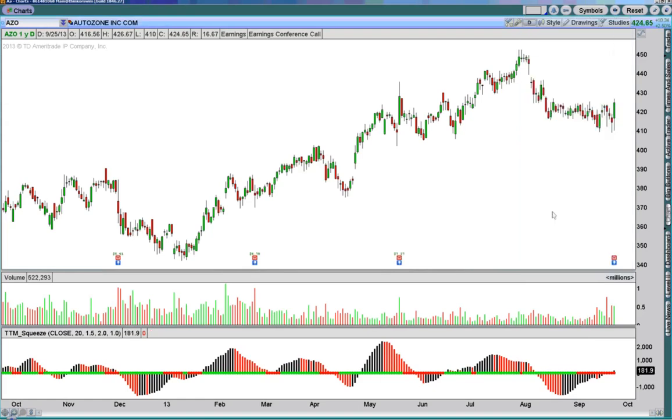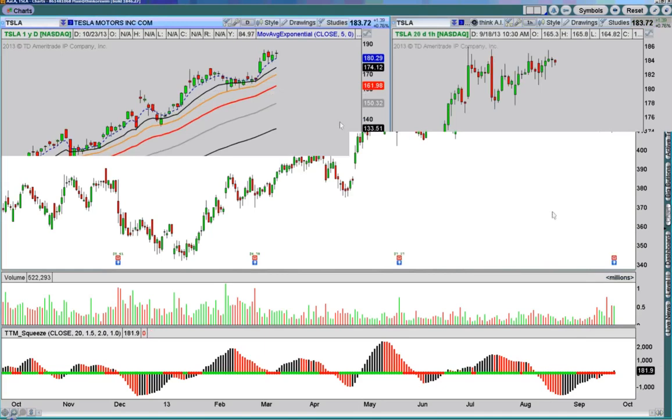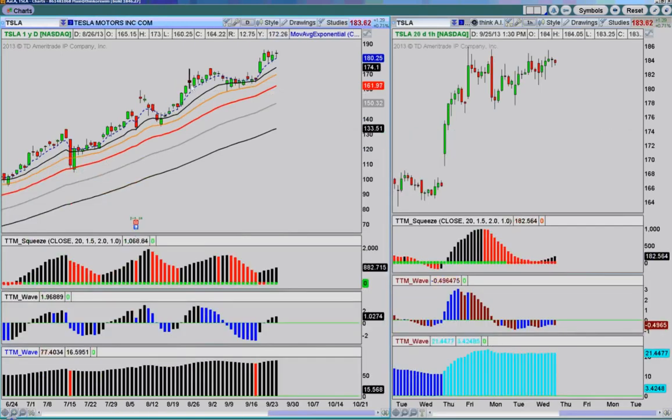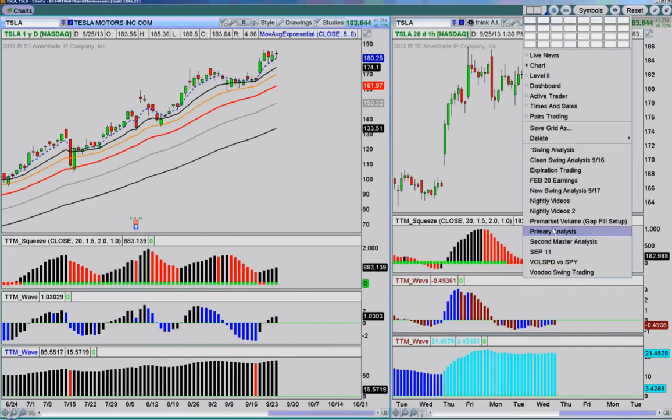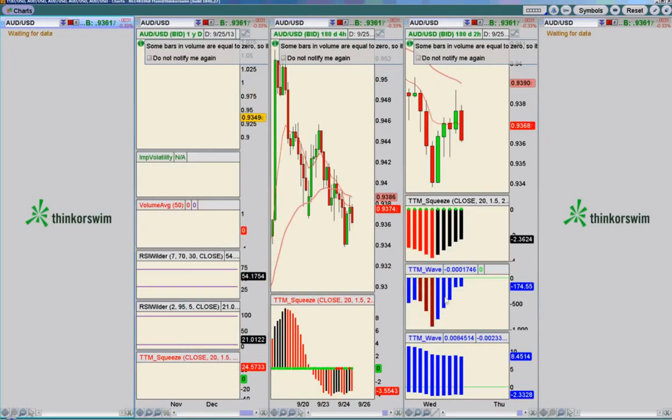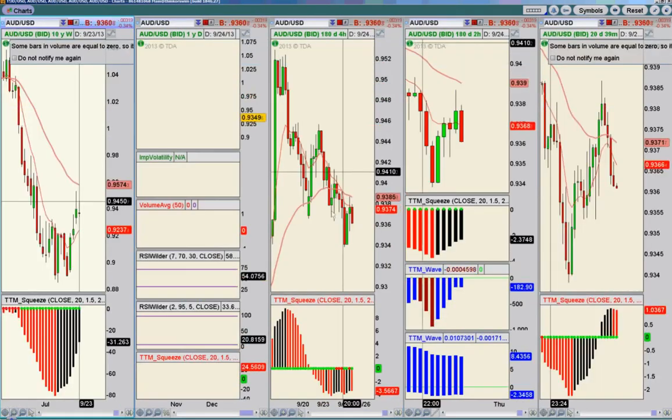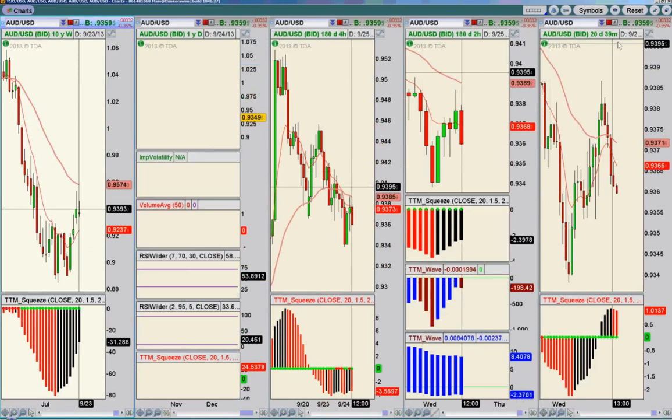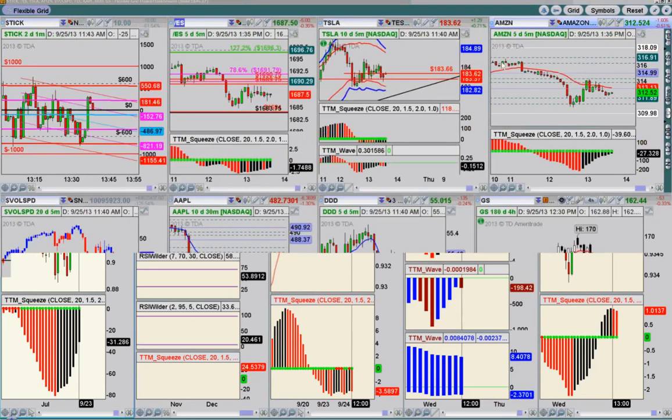I can click that one, and it instantly loads up with just a nice swing perspective, where I can see the daily with all my moving averages, the hourly with the squeeze and the waves. If I wanted to load something different up, you can see how if you take the time to customize these and allow them to fit in all the various types of studies you like to use, it's a quick way to come back and reference those levels. So I like that feature of thinkorswim quite a bit.